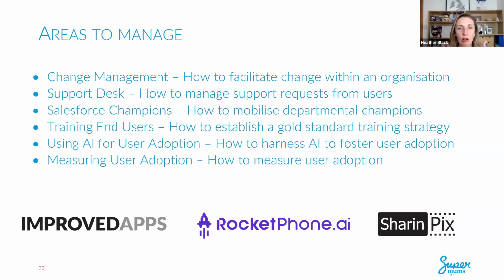In terms of product roadmap, and obviously that's where we'll go next, you also want to be looking at how you can harness AI to foster user adoption. Tools like Rocket Phone and Sharing Pics are using a lot of AI functionality now. If you embed those in your Service Cloud or your Sales Cloud implementation, they are going to really cut down a lot of administration work for your team, and it's going to make them love the system more. If there's a real clear business case to implement third-party apps like Rocket Phone and Sharing Pics, then it's definitely worth looking at if it's going to save everybody time, money and headaches around admin.